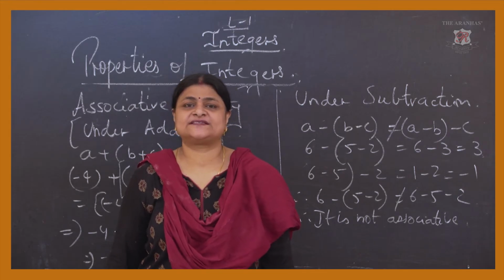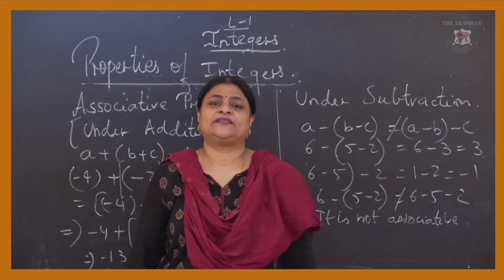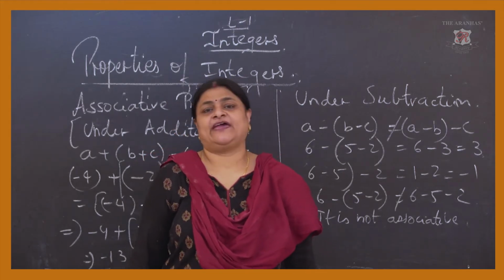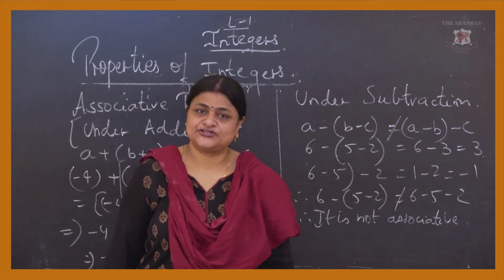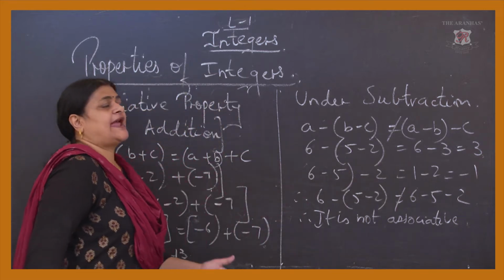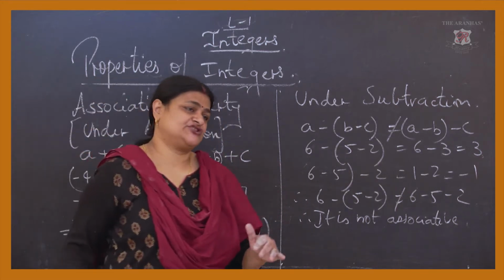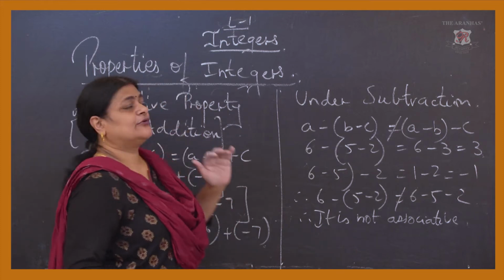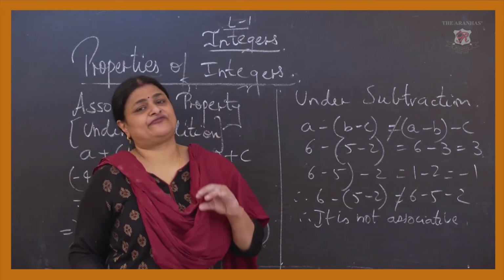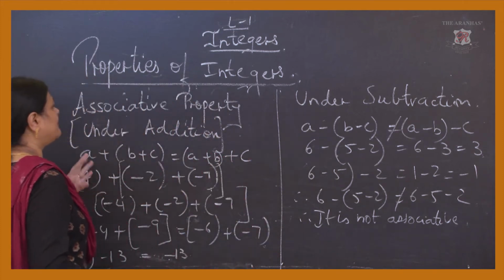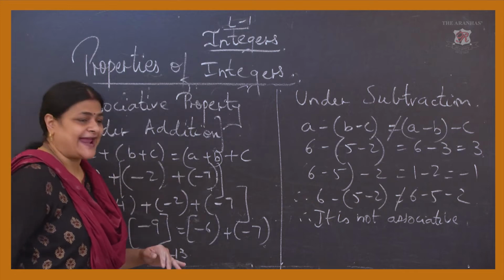Students, welcome back to this session. We were doing the commutative property. We have done it under addition, under subtraction, under multiplication and division. So right now we are going to do the associative property, and the associative property is again under your addition.